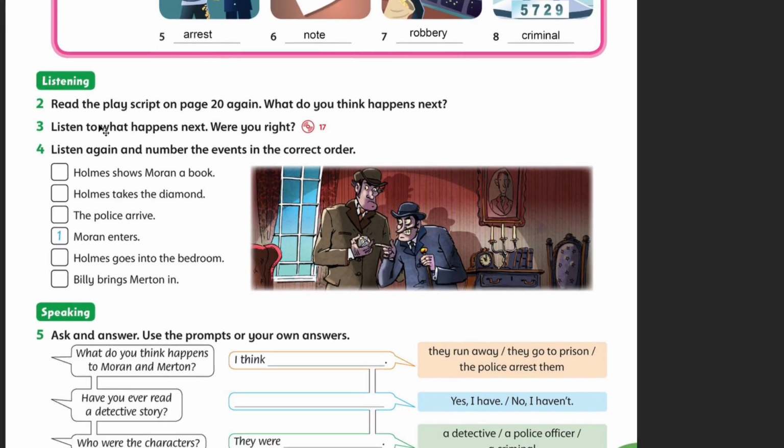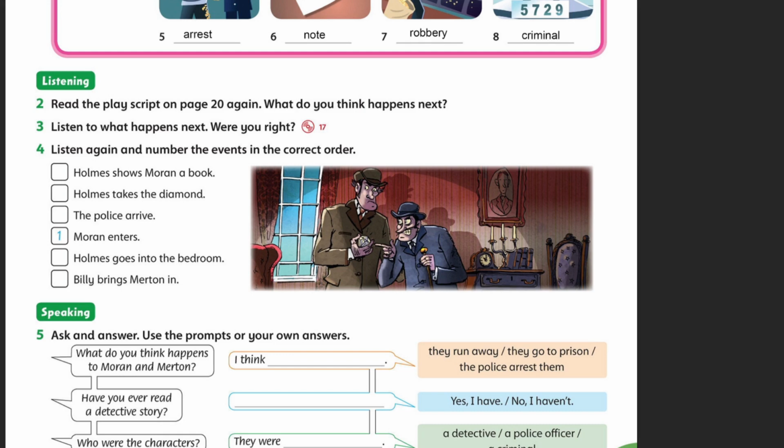As we go back to the script, if you remember the script that we just read on page 20, we are going to look at what will happen next. Listening 17. Listen to what happens next.